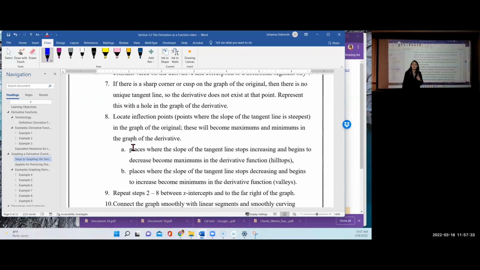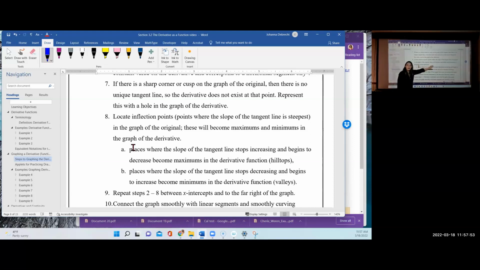The derivative does not exist there. It must be a hole in the graph. Then we want to locate the inflection points. These are the points where the tangent line is the steepest it's going to get. These are the changes in concavity or curvature of the original function.